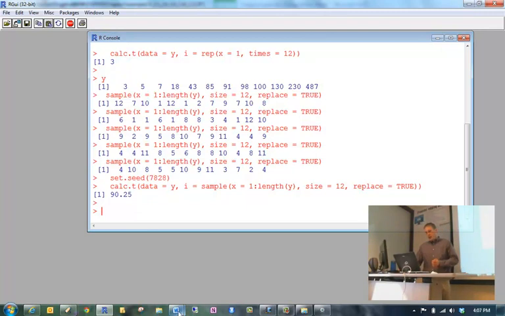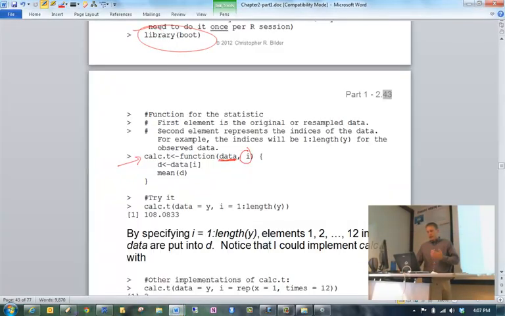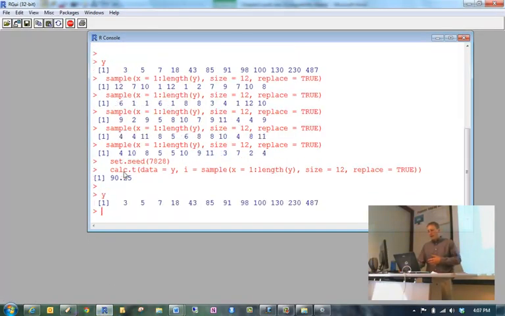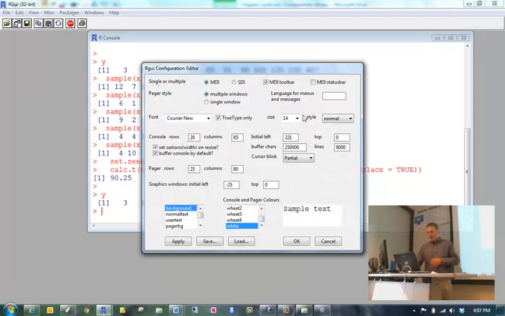There's an important point that I want to make here about constructing these kinds of functions. We're going to be doing these calc.t-like functions a lot throughout the semester. And right now our data is in a simple vector, y. Make sure that I didn't make that big enough. 16.